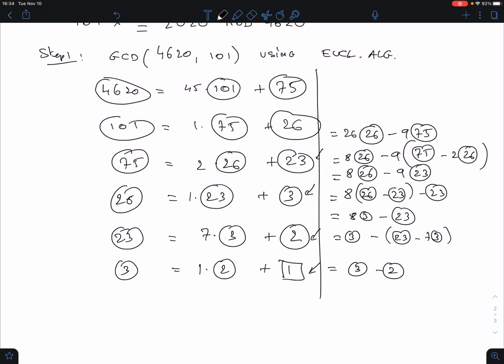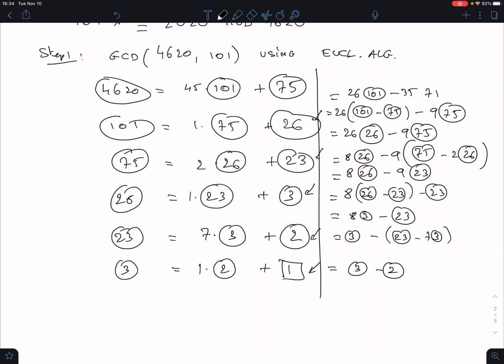Good. Well, now we're going to replace which of the 26? The circled one, right? Okay, because that's the circled one. So this is 26 times 101 minus 75 circled, and then we also have another minus 975. So if I combine this, it's 26 times 101, and then I have a minus 26 minus 9, right? 26 times minus 1 is minus 26, and minus 9, that is minus 35, 75. Okie dokie. And there's one more left, and then we're almost done.